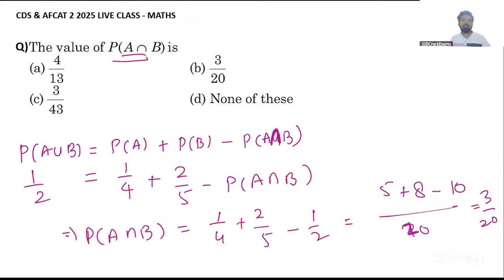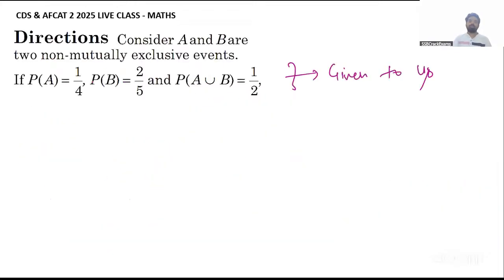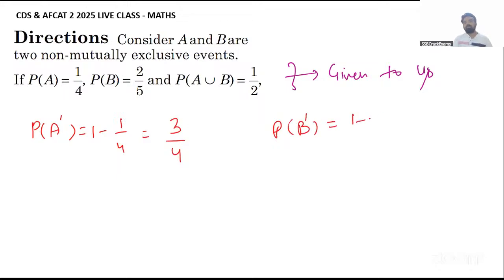So this will be the answer. We have applied the formula probability of A union B, and we just put the values over here. From here you can see that if probability of A is 1 by 4, then probability of A dash, or A bar, is equal to 1 minus 1 by 4. I am just telling, it is not being asked. Maybe it can be asked further. Similarly, probability of B naught is equal to 1 minus 2 upon 5, which is 3 upon 5.